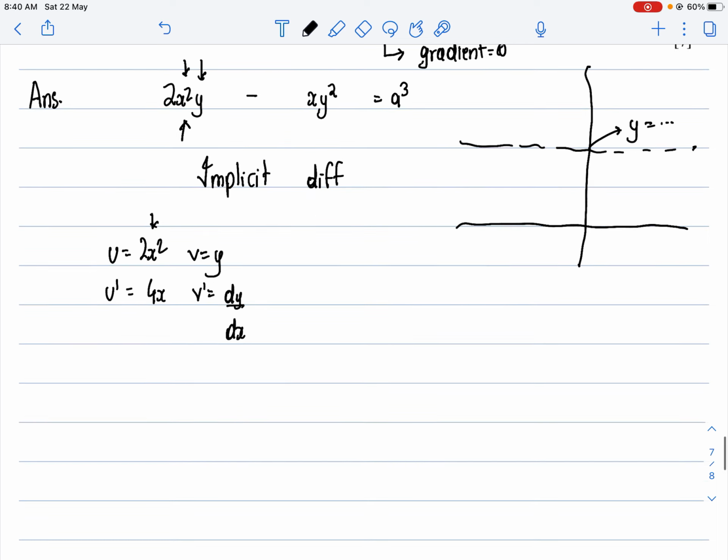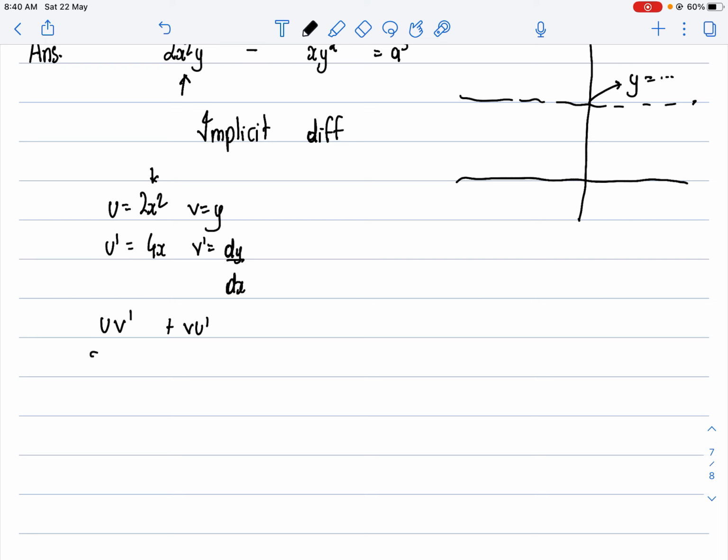Now I know the formula is simply uv dash plus vu dash. So uv dash is simply 2x square dy by dx plus vu dash is simply 4xy.